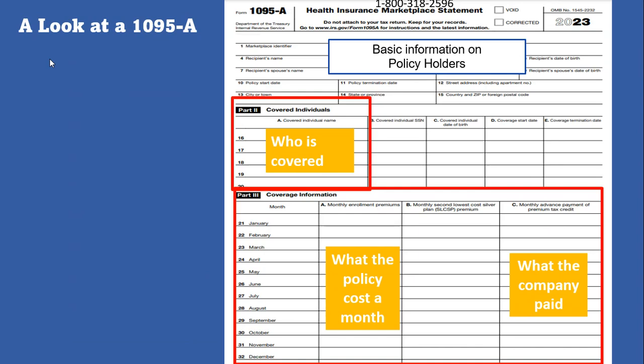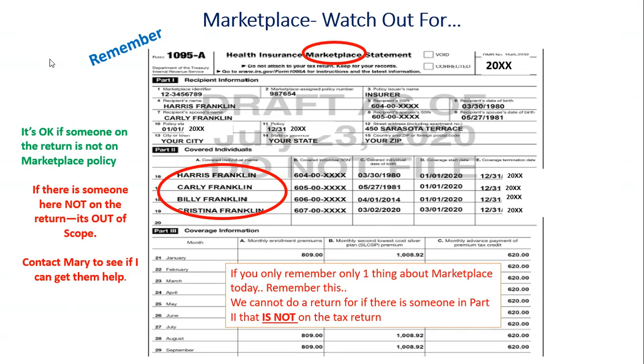So again, when you're looking at the form, you need to know who is covered, and then the bottom, part A is how much does that policy cost, and C is what the government paid. So here's an example of one. We have Harris, Carly, Billy, and Christina listed there. Remember, if there's somebody on this policy that's not on the tax return, it's out of scope.